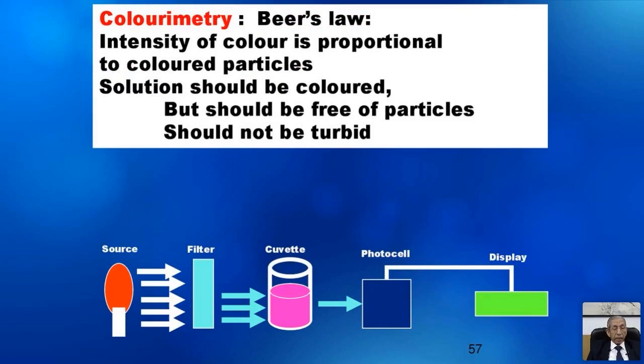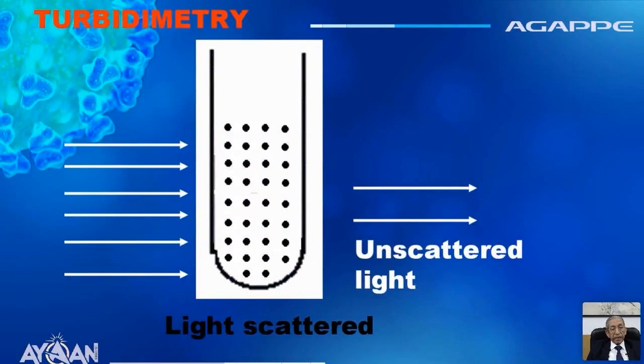How to detect these things, which we have called nephelometry. But before coming to nephelometry, just one second, let us see how each of these tests is done. Colorimetry is based on Beer's law, and the intensity of the color is proportional to the colored particles. Here, the solution should be colored but free of particles; there should be no turbidity. That is the usual colorimetry about which all of us know. But in turbidimetry, we make the solution purposefully turbid. Due to the turbidity, there will be scattering of light, and the unscattered light is assessed. It will be proportional to the turbidity, and therefore proportional to the protein.